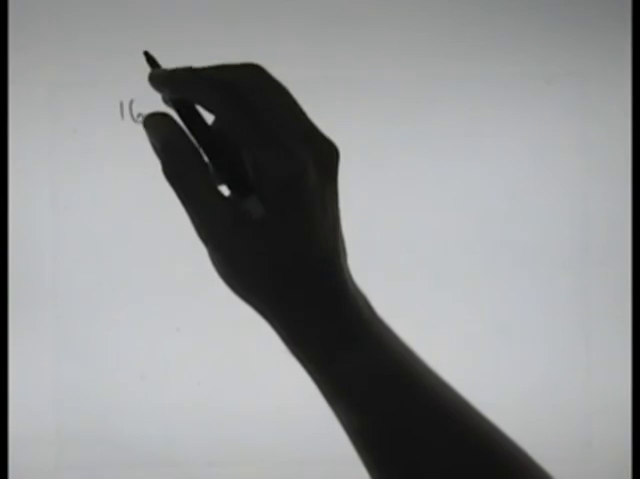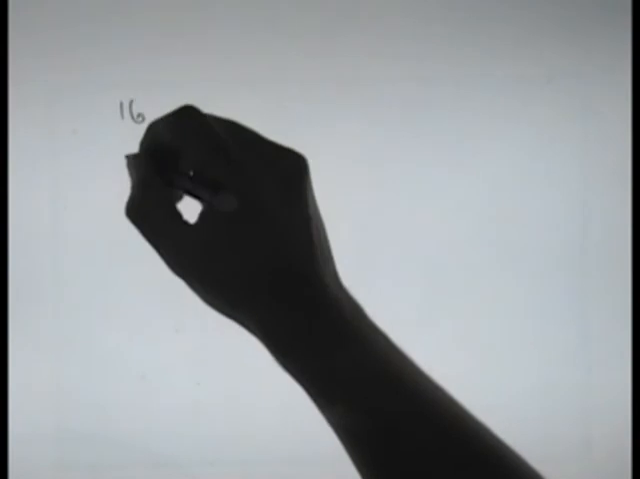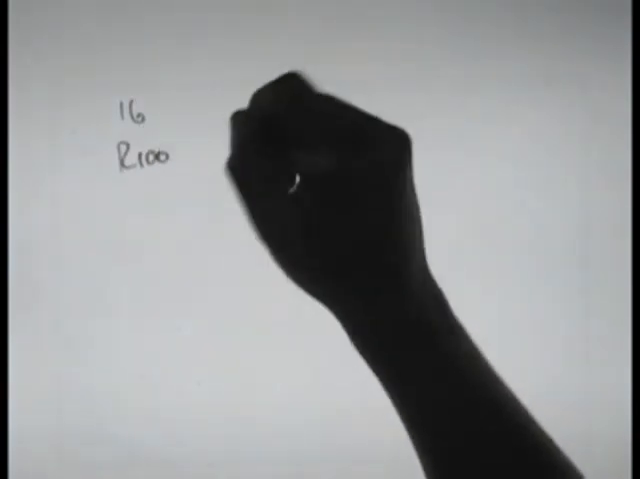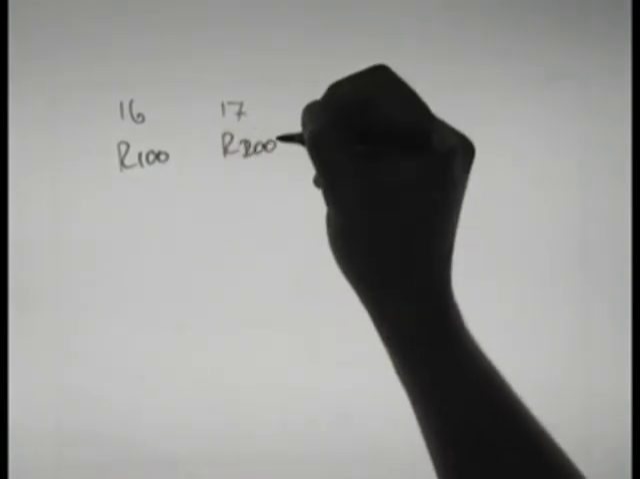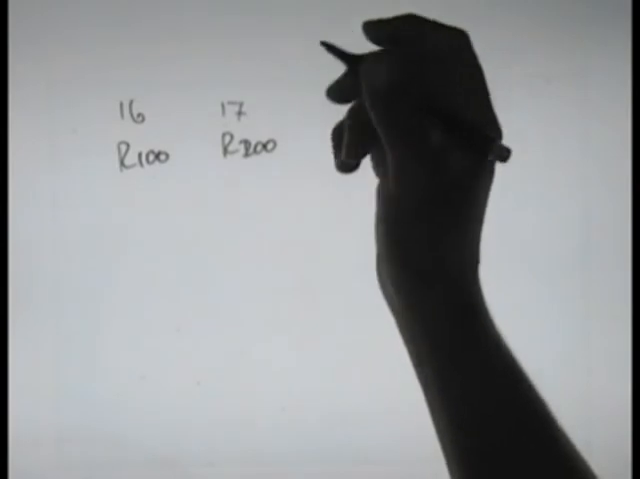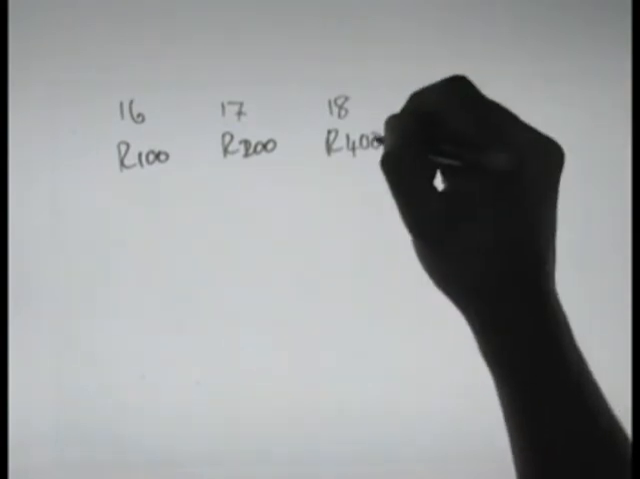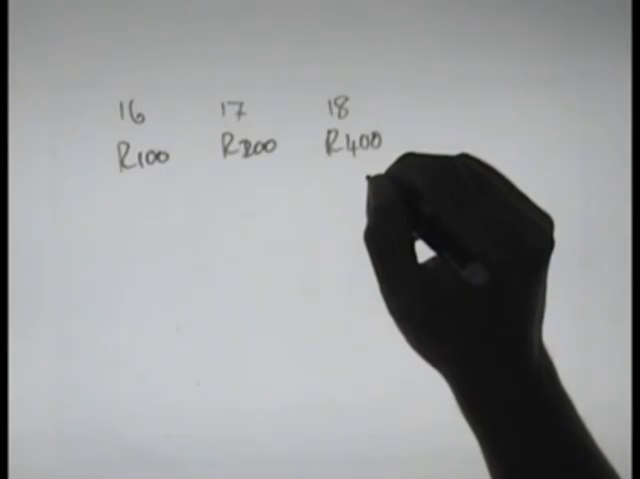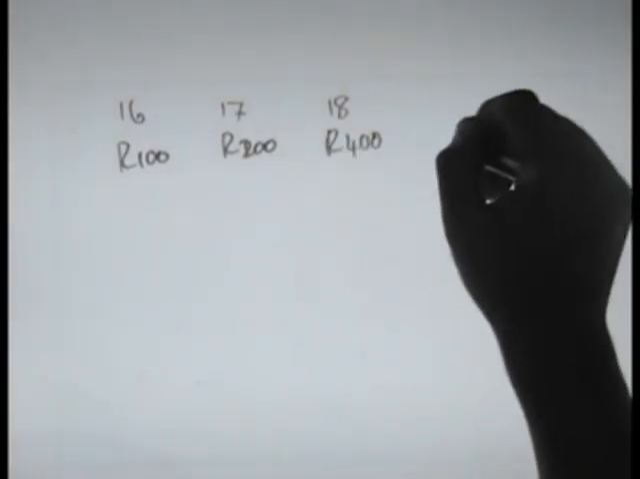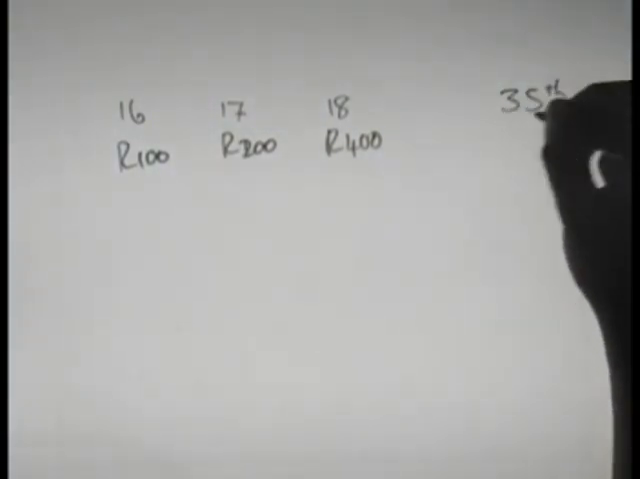Number 2. On your 16th birthday, when you turned 16, you set aside 100 Rand into a savings account. When you turn 17, you put away 200 Rand. And on your 18th birthday, you put away 400 Rand into a savings account. If you carry on in the same fashion, how much would you be putting away on your 35th birthday?